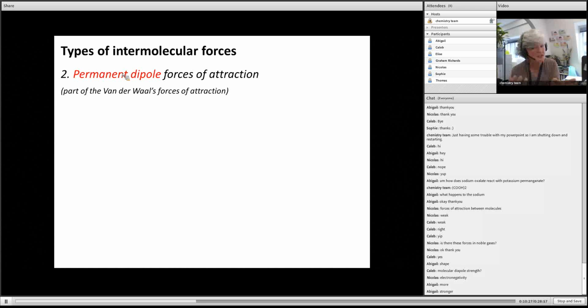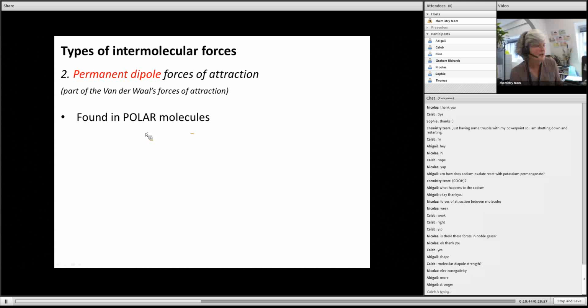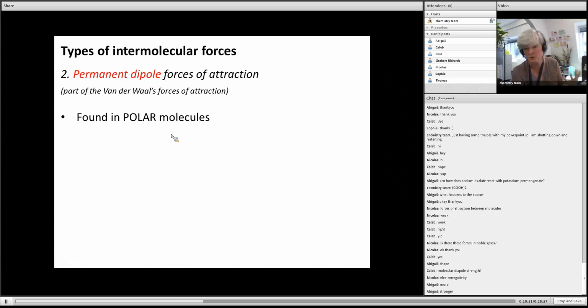So if you get given something like H2S and H2O, you can say that the H2O will have stronger permanent dipole forces of attraction. Okay, and the stronger any of these attractions are, the harder it is to separate the molecules, so the higher the boiling point. You only find these in polar molecules, not non-polar, so you must be able to identify whether a molecule is polar or non-polar. And as I say, it's only influenced by the molecular dipole, not the number of electrons, which affects the temporary.